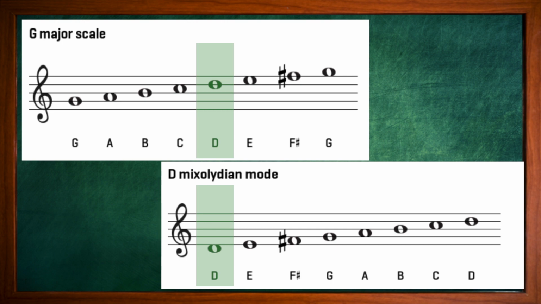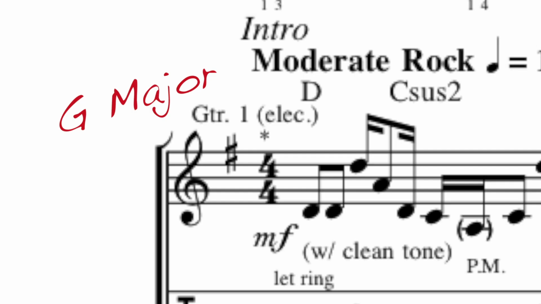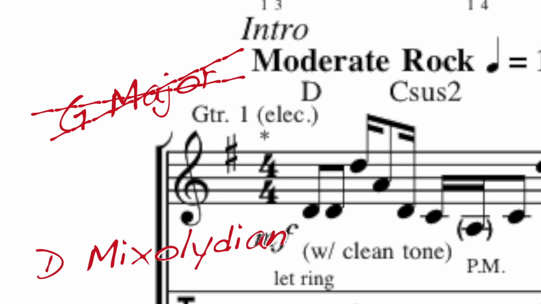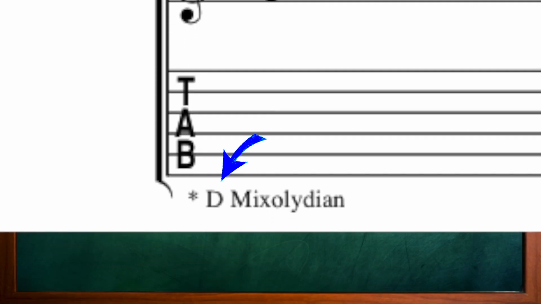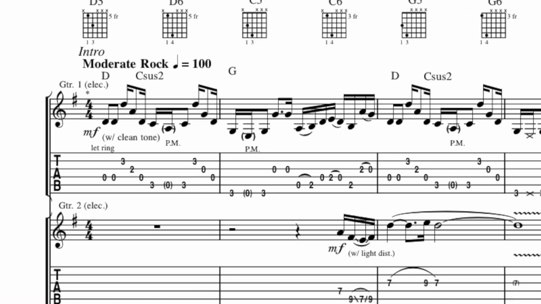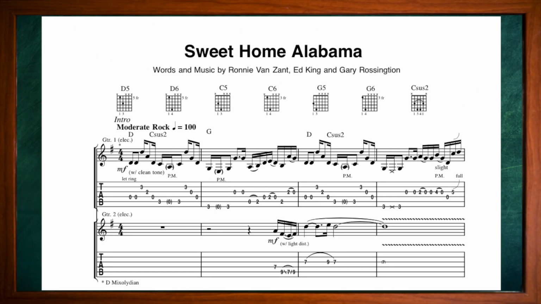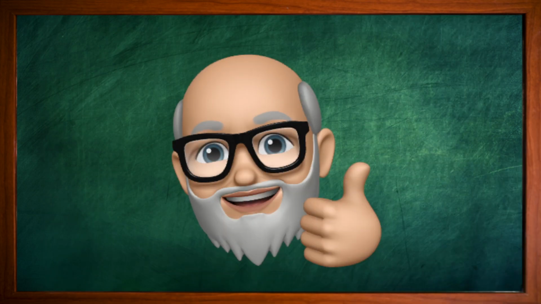One might be able to say that Sweet Home Alabama is in the key of G major because of the key signature, but the more accurate representation would be to identify the tonal center as D Mixolydian. No wonder when we look at the key signature, there is an asterisk which points us to the footnote stating the tonality of D Mixolydian. I hope this clarifies that the tonality of a song is more determined by its resolving tone and/or tonic chord rather than the key signature.